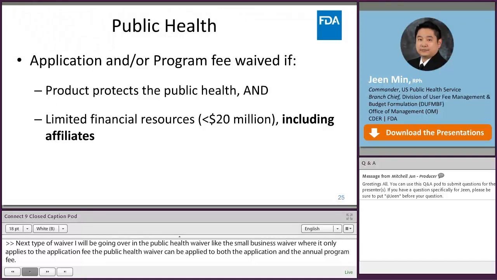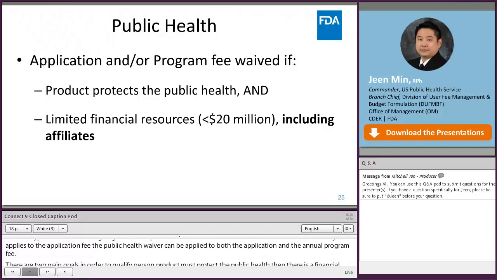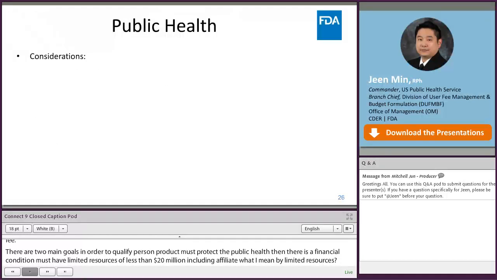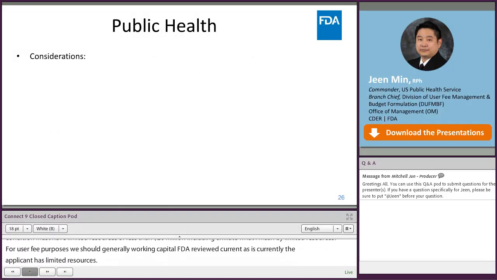Now, what do I mean by limited resources? For user-fee purposes, we generally consider working capital. FDA reviews current assets and current liabilities to determine if the applicant has limited resources. Some of you might be asking, how does FDA determine if my product protects the public health? Well, I'll briefly go over some of the factors we take into consideration, but if you want more detail, please read over the 2018 draft waiver guidance. So, some of the factors we take into consideration.